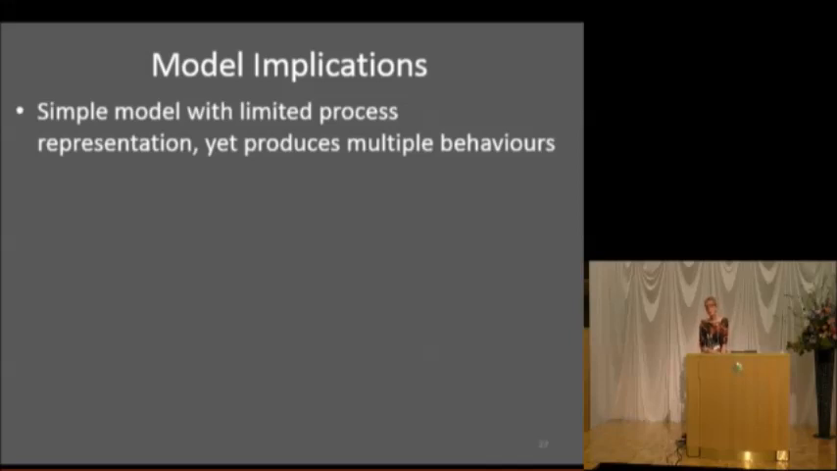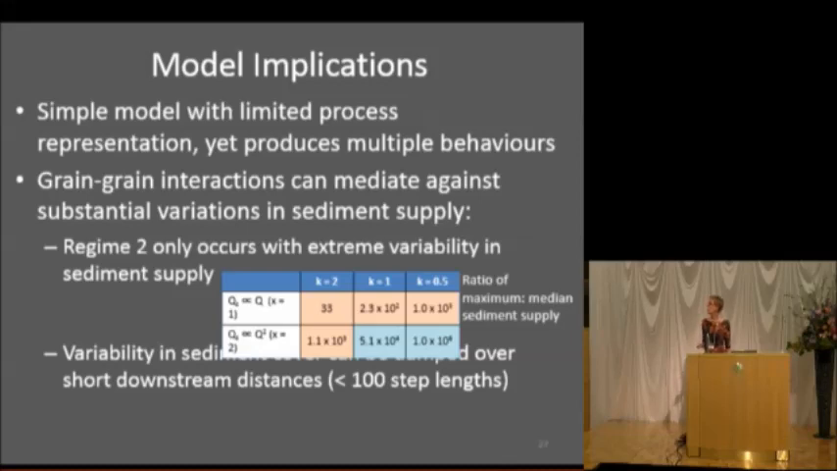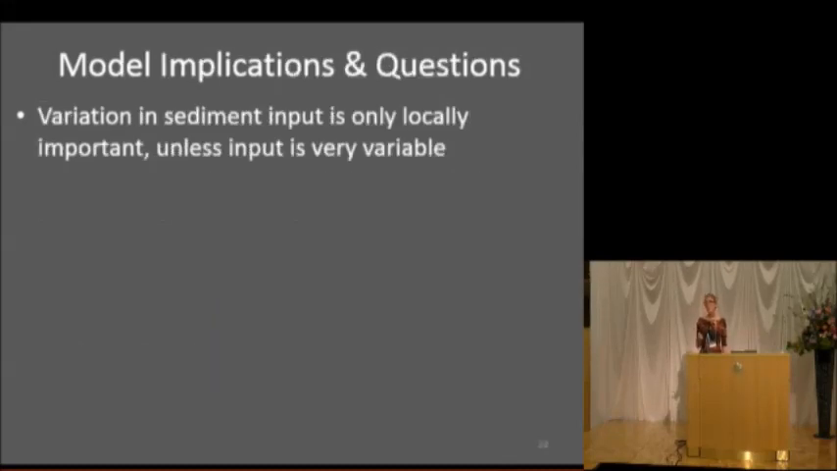So it is a simple model with limited process representation, yet it produces multiple behaviors that seem to be realistic. We said grain-grain interactions can mediate against these variations in sediment supply. And it's also worth noting this is a ratio of the maximum input to the average input, so the median input. And basically, the maximum has to be about 50,000 times larger than the median before we transition to that pulsed regime. And we've shown that the variability of sediment cover seems to be damped out over really quite short distances. This model domain is only 100 step lengths long. So we could argue from this model that variation in sediment cover is maybe only locally important unless that variation is very large.